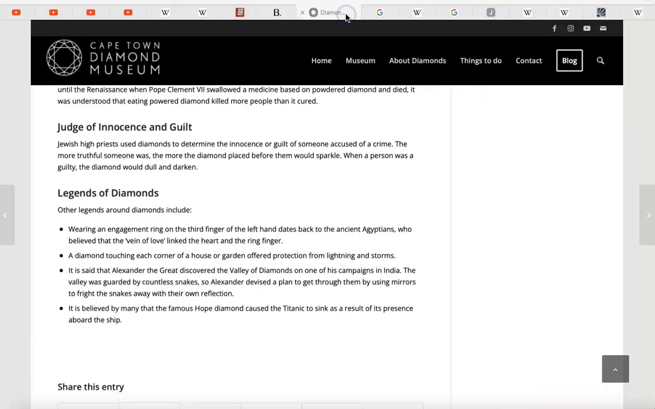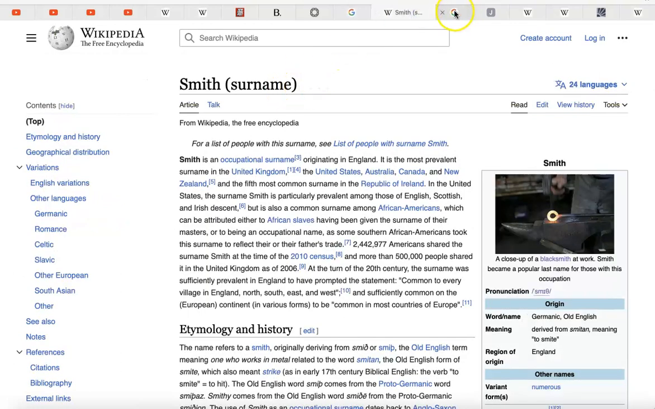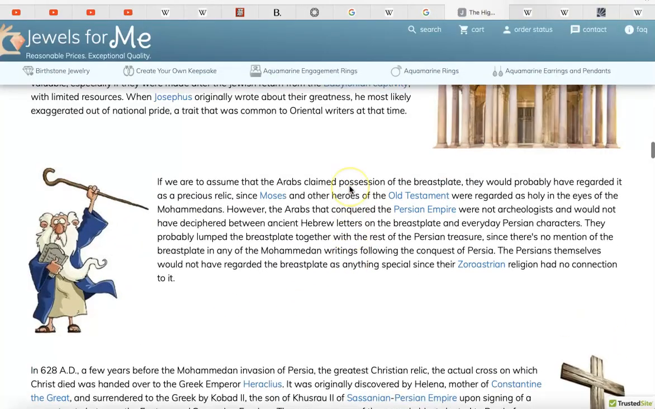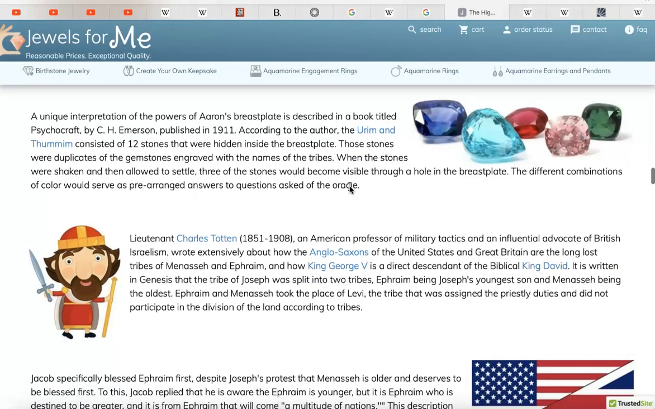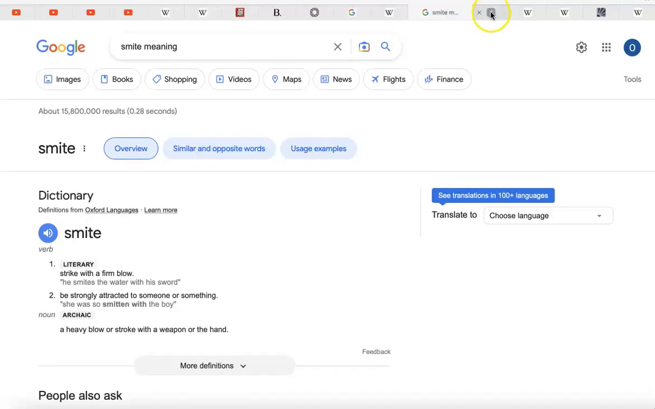The articles about diamonds, they seem to be copies of each other, but I'll put both of them anyway. The Yahalom stone in the 12 Stones book, the 12 stones and the high priest's breastplate, smith, to smite, meaning of the word smite. I might even leave that. This one too, that deals with the word Yahalom, again, as not necessarily meaning diamond, like the precious stone, but meaning to smite or to strike. Remember, that's what Jack does to Halloran, specifically in this location.